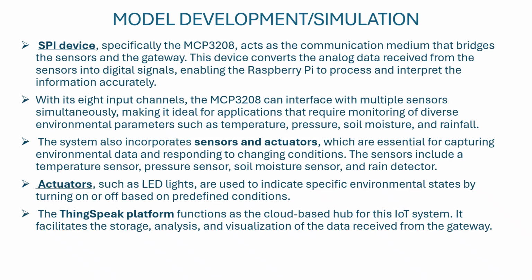This simulation model also has sensors and actuators which are essential for sensing environmental data and helpful in responding changing conditions. Actuators are basically LED lights which are used to indicate specific state based on predefined conditions. For example, if I want to set the condition that turn the LED on when temperature is above 40 degree, then the LED will be on. That means I set a predefined condition. So it will work accordingly.